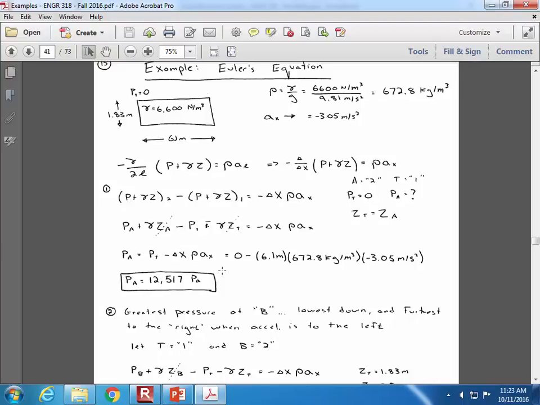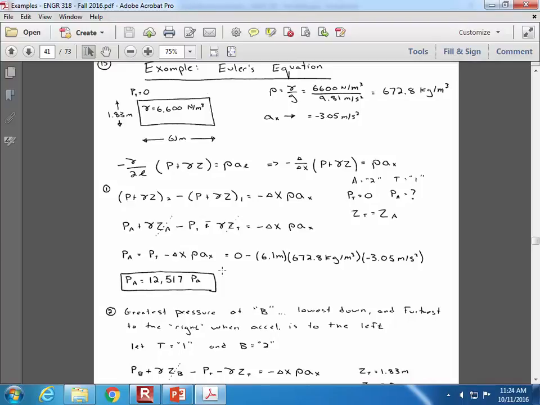Our unknown is the pressure at B, where the pressure at T is 0, so 0 plus the unit weight, which is 6,600 newtons per meter cubed, Z sub T is 1.83 meters, minus delta X, which is 6.1 meters, density 672.8 kilograms per meter cubed. And now the acceleration in X is negative 3.05 meters per second squared.